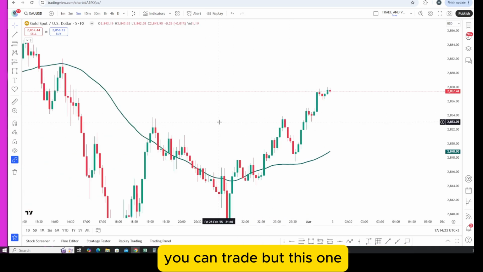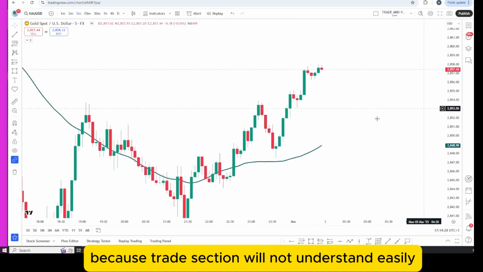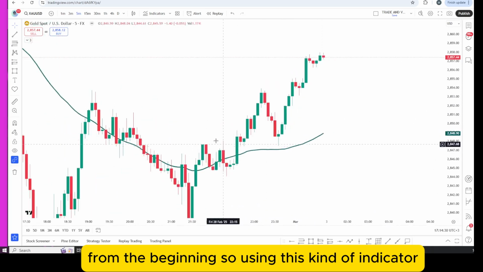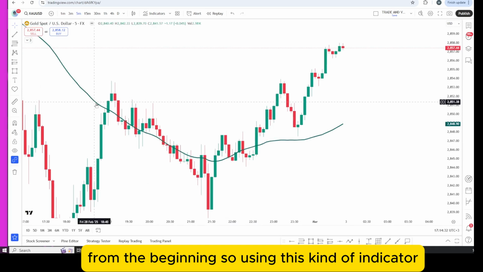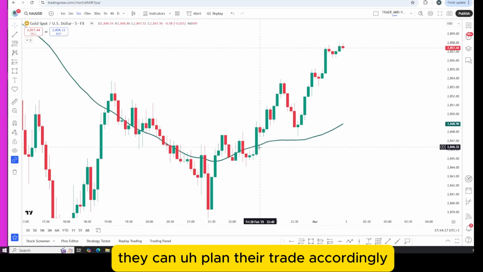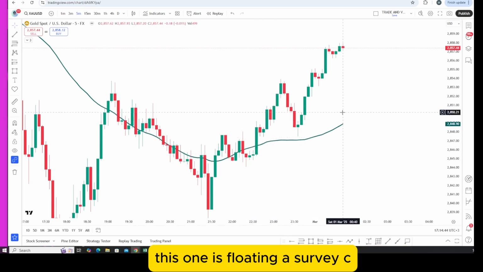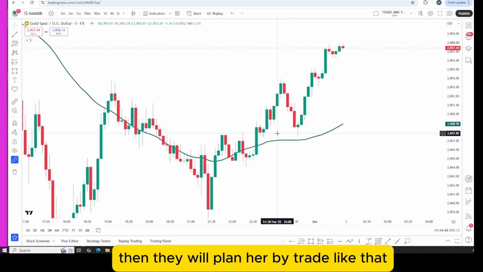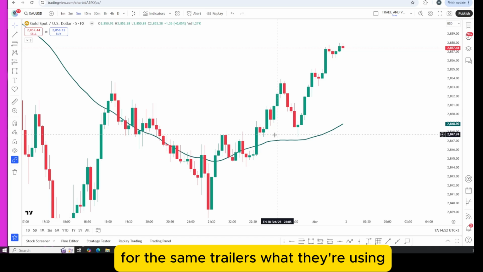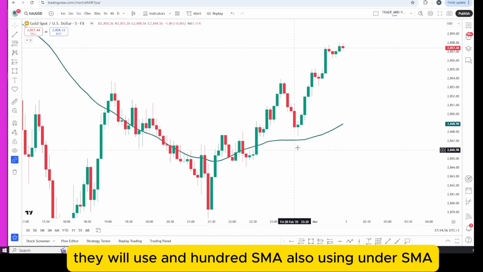But why I'm teaching all this to beginner traders is because price action will not be understood easily from the beginning. Using this kind of trusted indicator, they can plan their trade accordingly. It will be a mechanical way, because once they see it plotting as rising, they will plan a buy trade like that. For swing traders, they also use the 50 SMA, and the 100 SMA also.